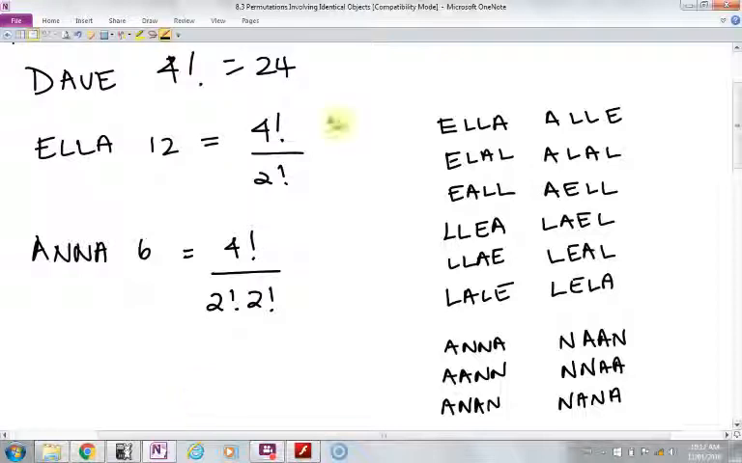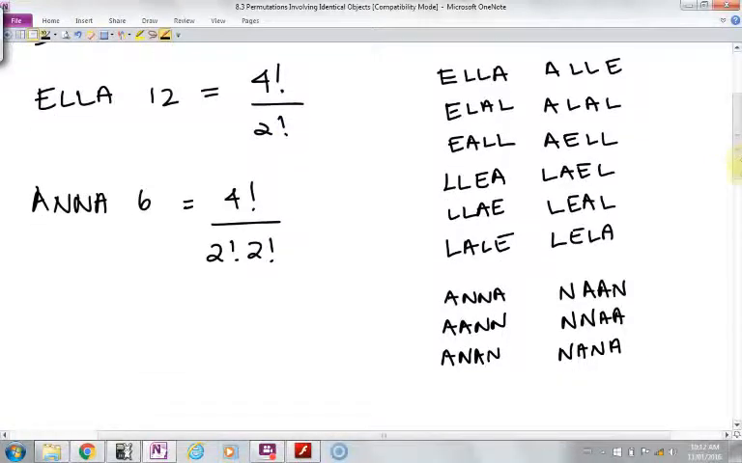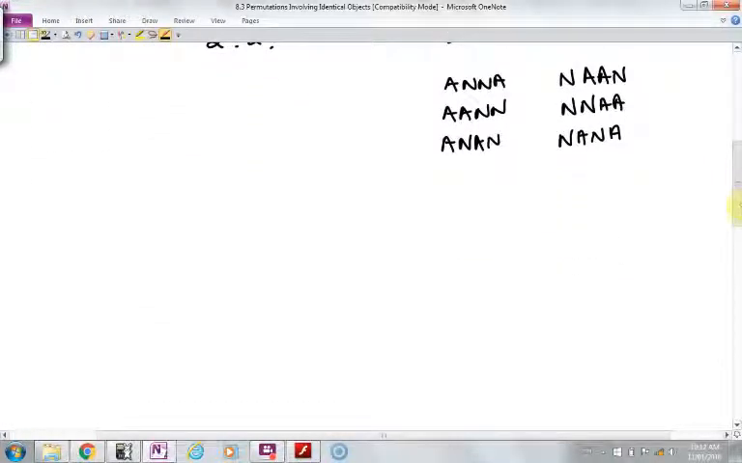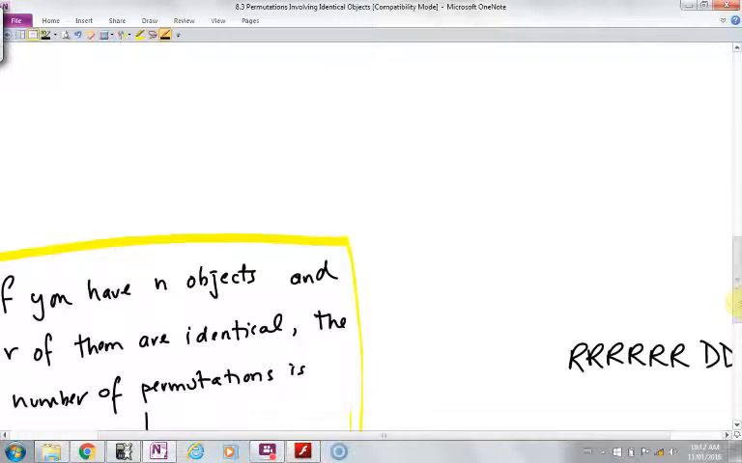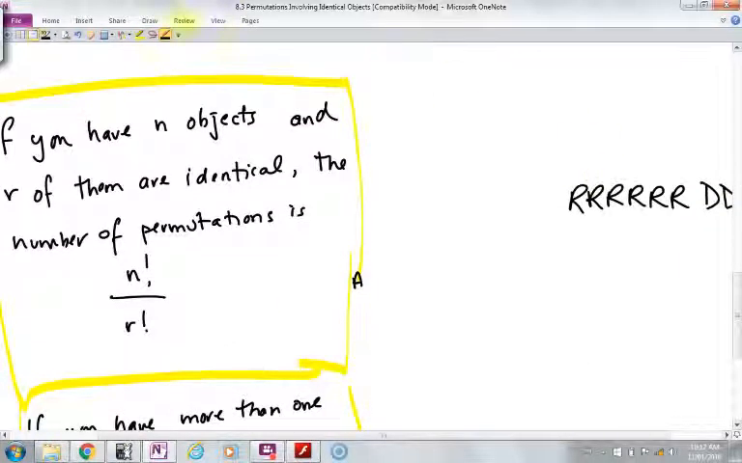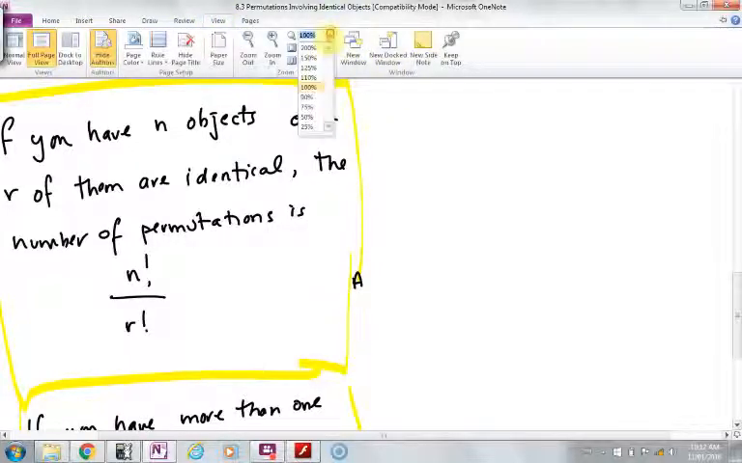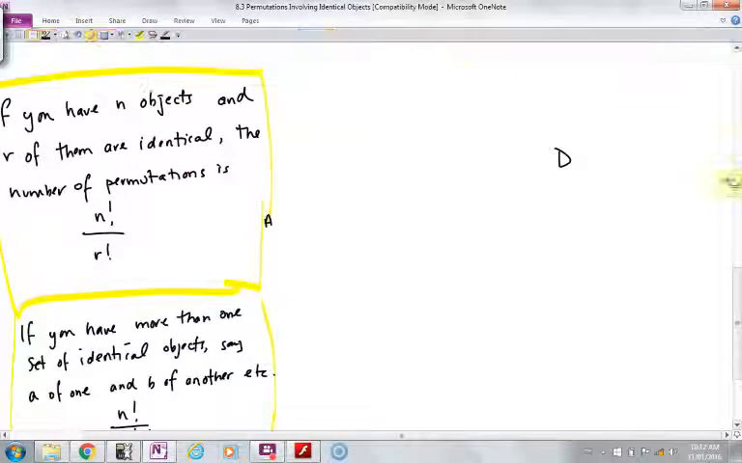So we cannot use the nPr on our calculator when we have objects that are identical. But we can use factorial. So it's the total number of objects divided by however many repeats we have. So I'm going to show you here. And I'm going to make it a little smaller so it shows up on the screen both at the same time.